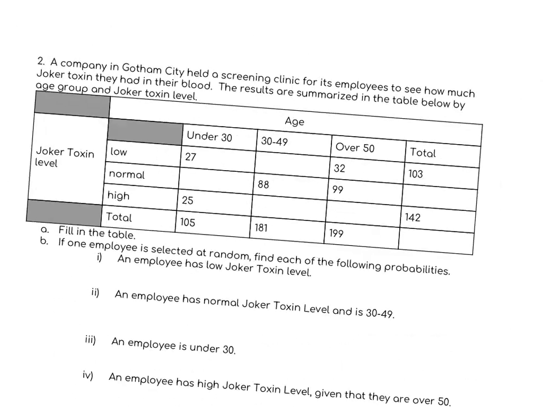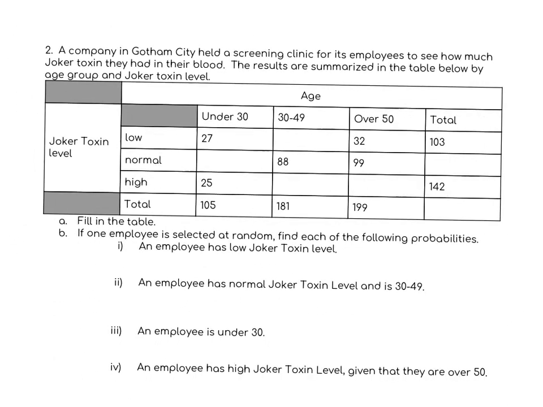Here we have another two-way table. Let's start by filling in this table. I see in the first row, we're trying to get to 103, and I've got 27 and 32. That gives me 59. To get to 103 is going to be 44. In my first column, I've got 27, 25. We've got to get to 105. That gives me 52. 53 more would give me 105.